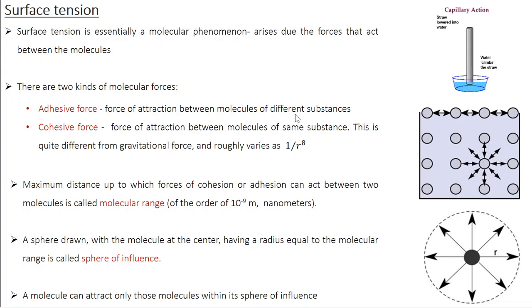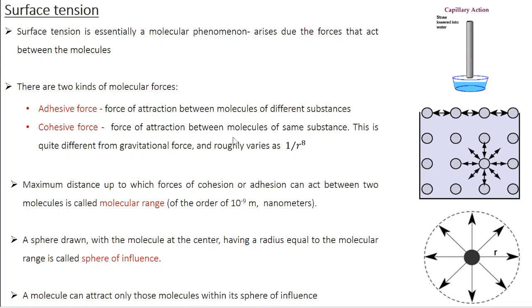For example, if you sprinkle water onto a glass surface, you will find that some of the water droplets stick to the glass surface. This is because of the adhesive force between water molecules and the glass substrate. On the other hand, if you join two small water droplets, you will find that they together form a large drop. This is because of the force of attraction between the two water molecules. Such a force of attraction between molecules of the same substance is known as cohesive force.